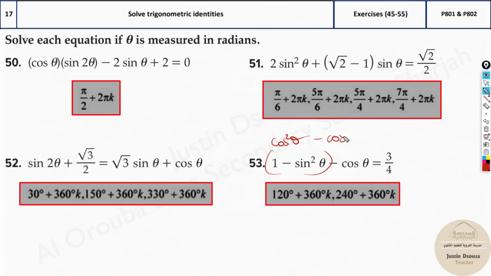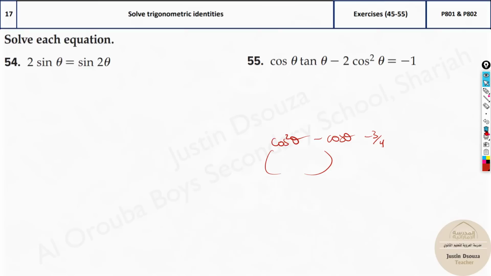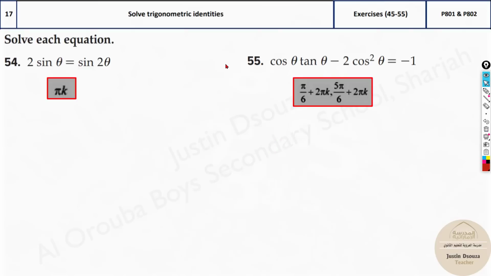Cos squared theta minus cos theta. Bring this inside minus 3/4. And find the values and then check the values. Here also they are pretty simple. We just now did them. Solve it by yourselves and then check the answers.